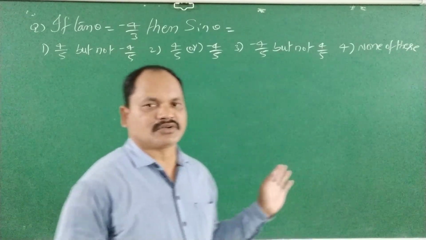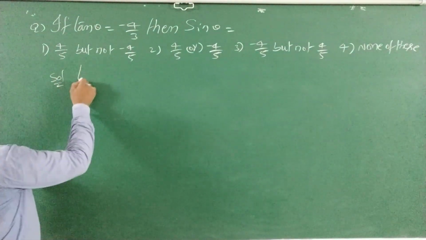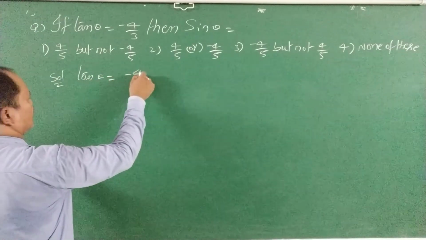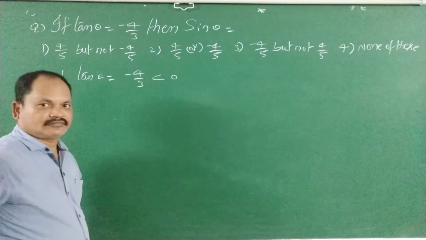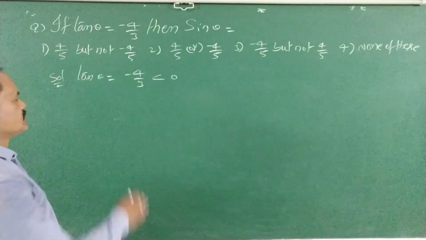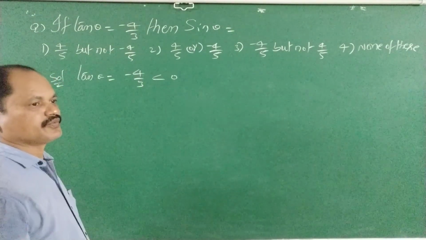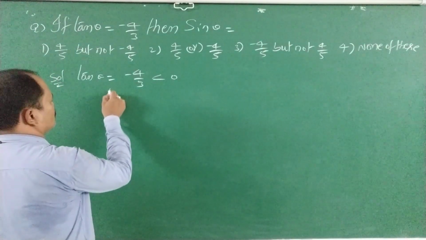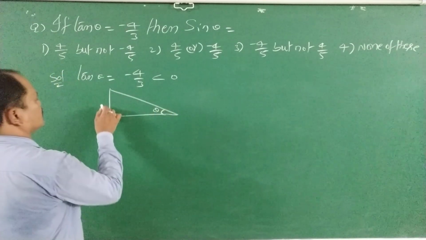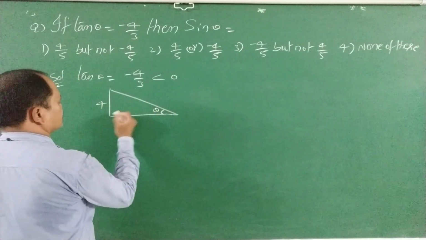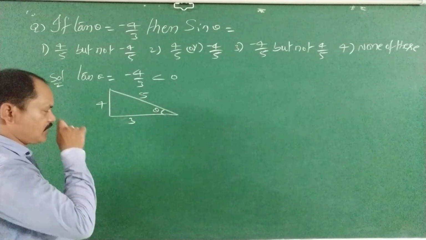So observe, what is the solution for this one? Tan theta is equal to minus 4 by 3. So this is negative, less than 0. That's why tan is negative in Q2 and Q4. That's why we have to take a small diagram, a right angle triangle. Here it is theta, it is 4, it is 3, since tan is opposite side by adjacent side. According to the triplets, the hypotenuse is 5.